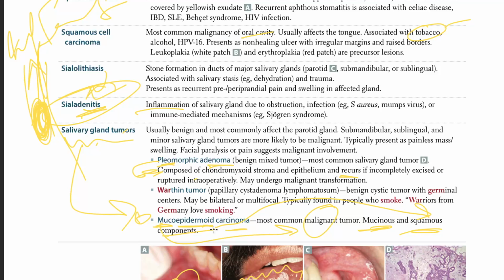Okay, looking at the picture here, this is sialolithiasis. Don't look at the teeth, man. Sialolithiasis. And also, you have this pleomorphic adenoma, this guy, a salivary gland tumor.